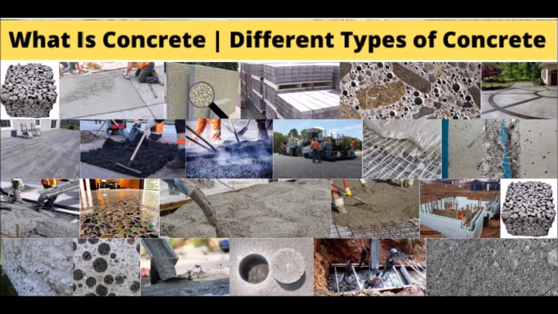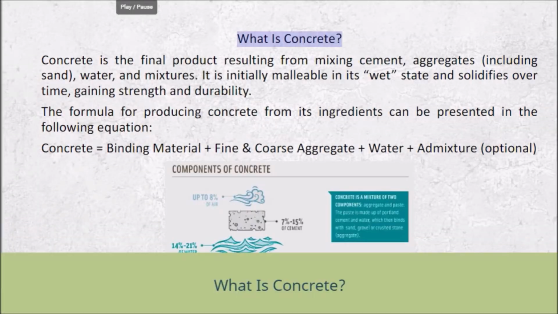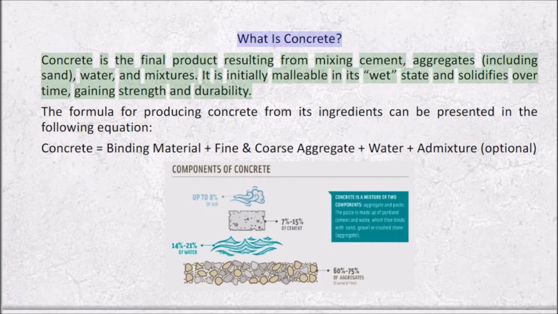In this video we will learn about concrete, its manufacturing, types and proportion. What is concrete? Concrete is the final product resulting from mixing cement, aggregates, including sand, water, and mixtures. It is initially malleable in its wet state and solidifies over time, gaining strength and durability.